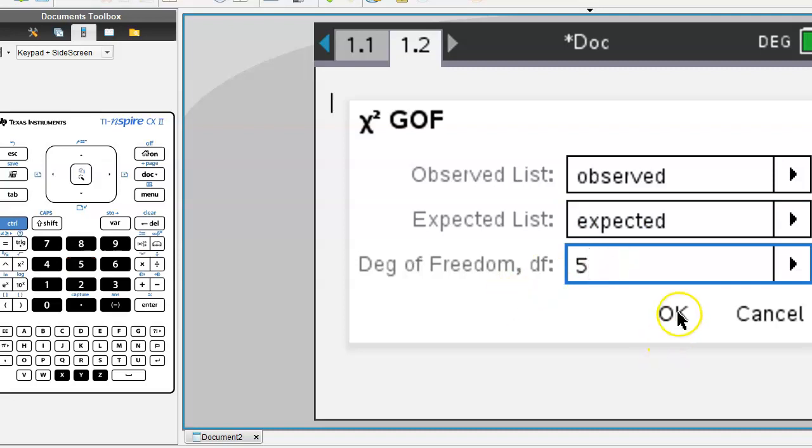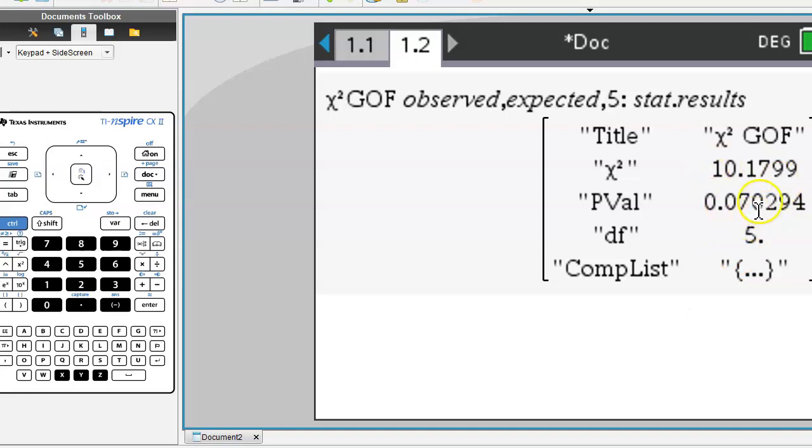We go ahead and hit OK, and it tells us, lo and behold, our chi-squared statistic is 10.1799, which is, when you round, 10.18, which is what we had in the notes, and then a p-value of 0.07, just like we suggested. So again, we would fail to reject this null hypothesis.